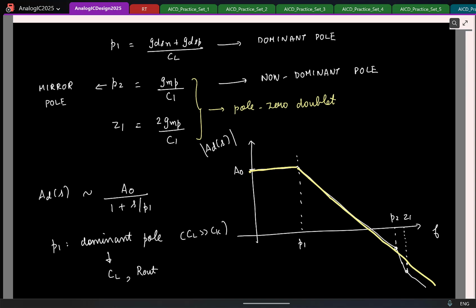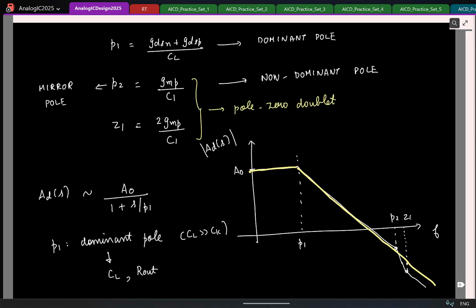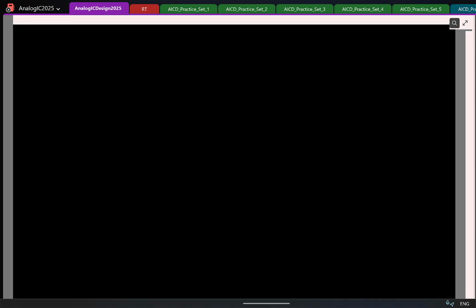So now we have looked at the 5 transistor OTA. After looking at the 5 transistor OTA, to increase the DC gain, what did we see? We looked at Cascode. So let's look at Cascode first, and then we look at the other OTAs. So let me take an NMOS Cascode.